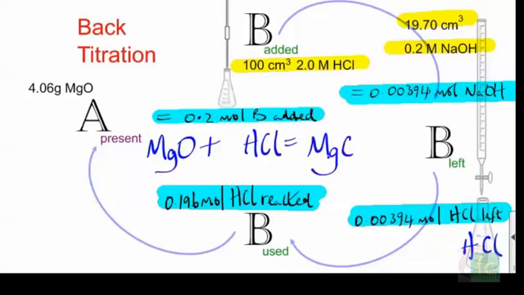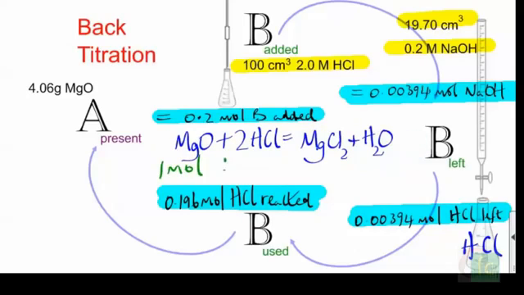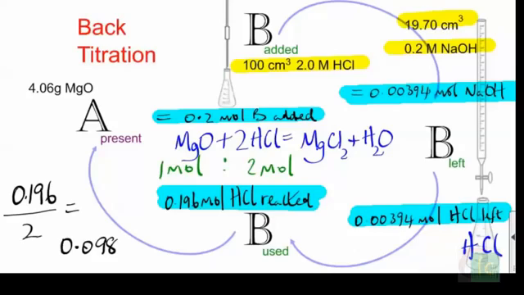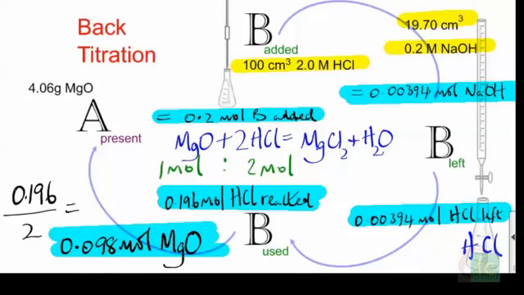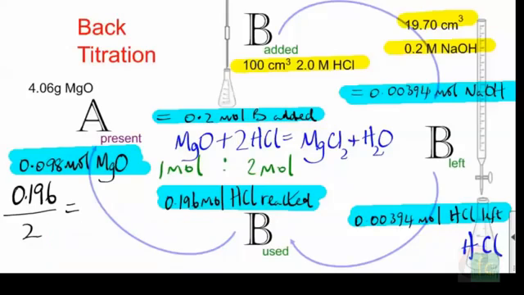Next we take a look at the reacting moles between MgO and HCl. And you see from the balanced equation that 1 mole of MgO reacts with 2 moles of HCl. That means we must have had half as many moles of MgO present in the sample. That's 0.098 moles of MgO. What mass would that be? Well, we need to work out the formula mass of MgO. That's 24 and 16. Formula mass then is 40.